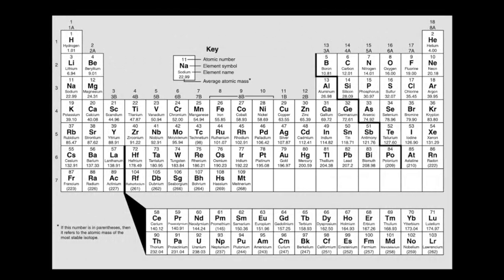This here is an example of what is known as the periodic table of the elements, a table showing all of the known elements. The elements are arranged in a specific way. They are arranged in columns and in rows.